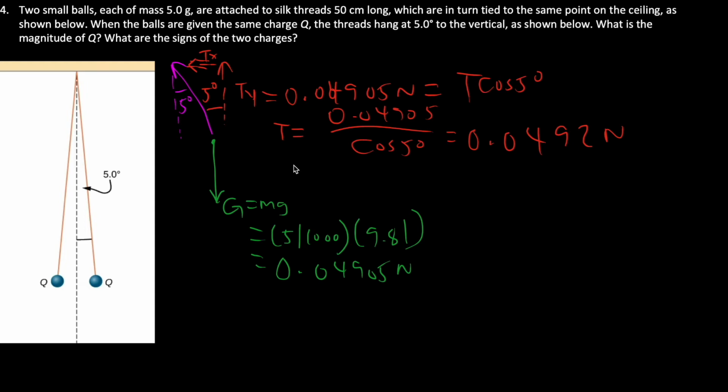And now we can also calculate Tx. So Tx is going to be equal to T sine 5 degrees, which is equal to 0.00429 Newton. Right? So this is all the force we have right now. So let's redraw this force diagram.